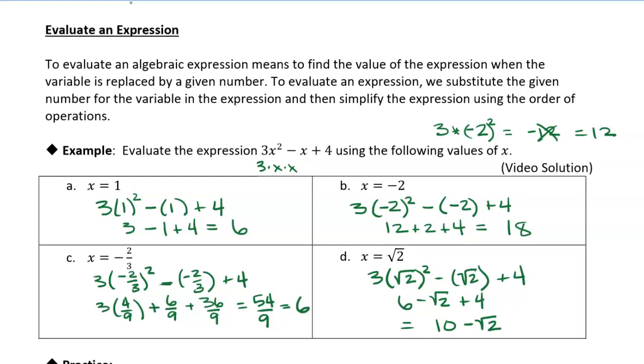Now, if you want to, you can put it in your calculator and you'd get like 11.41 or something like that. No, you wouldn't. You have to subtract the square root of 2, which is about 1.41, so you're going to get something like 8.59. But this is fine. This is what I would consider the exact answer.